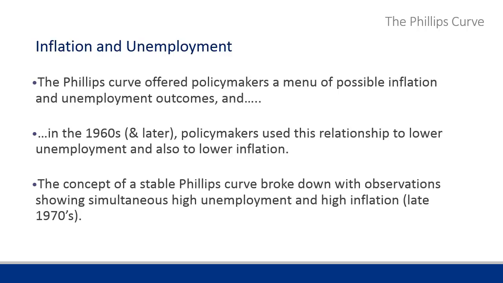So this curve offered policymakers a menu or a policy-making tool which held in the 1960s because of the data that William Phillips used. However, the relationship broke down in the 1970s, even though it was still being used for policy in the 1980s. In the 1970s, we saw high unemployment and high inflation simultaneously, which implies a positive relationship.